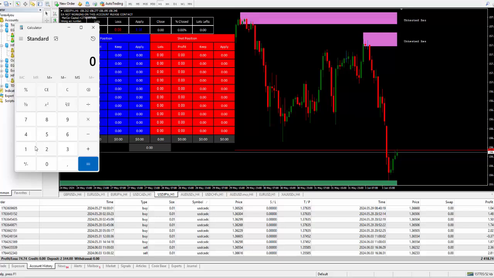So 74.74 multiplied by 100 is giving me this, divided by the total investment, which is 1,674. That means the account is sitting on 4.46% per month because of the rollover I did. So that's what the account sat on.